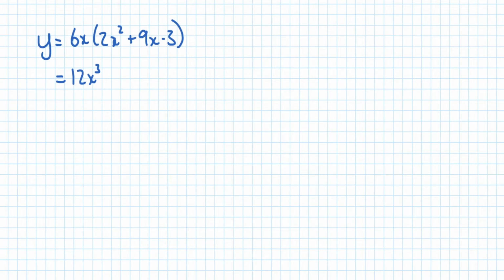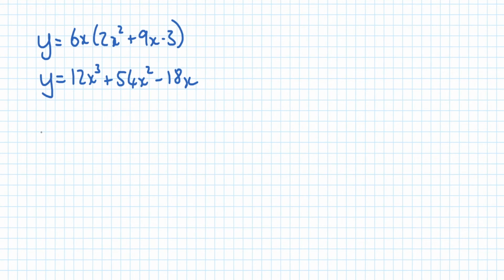So if I gave you something like y equals 6x times (2x squared plus 9x take away 3). Alright, if you ever get given a problem like this, all we'll do is we'll expand out the brackets first. So 6x times 2x squared is 12x cubed. 6x times 9x is 54x squared. And 6x times negative 3 is minus 18x. So that's our y term there.